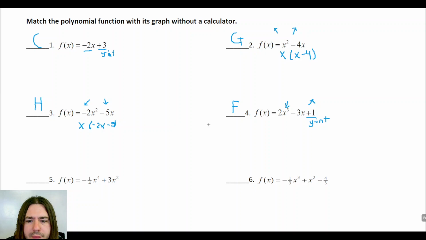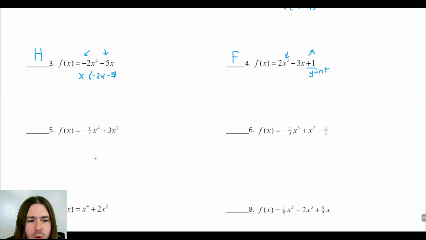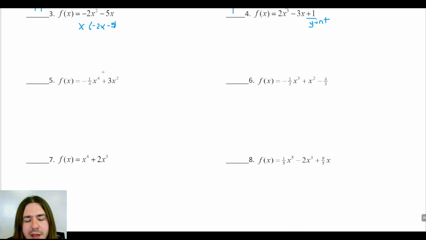Okay, so let's look at 5. Now 5 is a quartic function. It's got an even degree and a negative leading coefficient, so we know it's going to be down, down. And it looks like we can factor this one. We can factor out an x squared and get -1/4 x squared plus 3. So what would the zeros be here? We would have one at 0, and that would be a multiplicity 2. Okay, so multiplicity 2 meaning we're going to have a bounce at the origin.